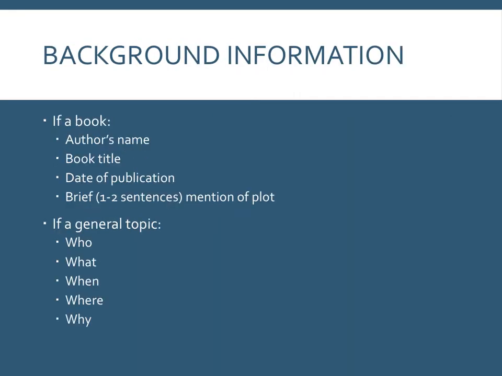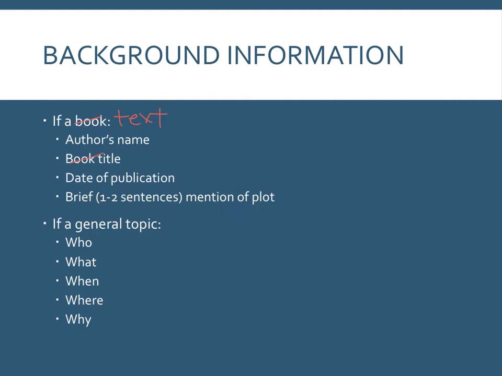After your general hook, remember you're going to narrow down, get a bit more specific. If you're talking about a book or really any text, cross that off, it could be a poem, a movie, whatever. You should have the author's name, the title, the date of publication, and then brief, very brief, just 1 to 2 sentences, mention of the plot.